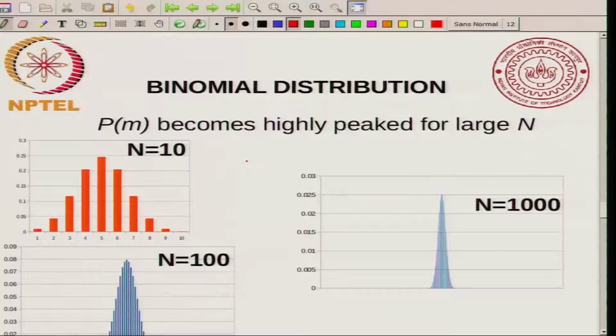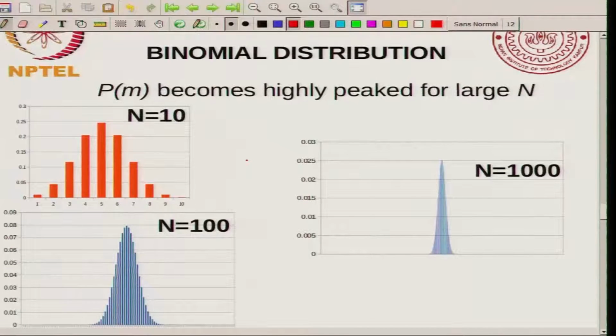So, what does the binomial distribution look like? Suppose you had n equal to 10, only 10 tosses, and what I am plotting is p of m, the probability that you get exactly m heads. So, this is a coin toss.